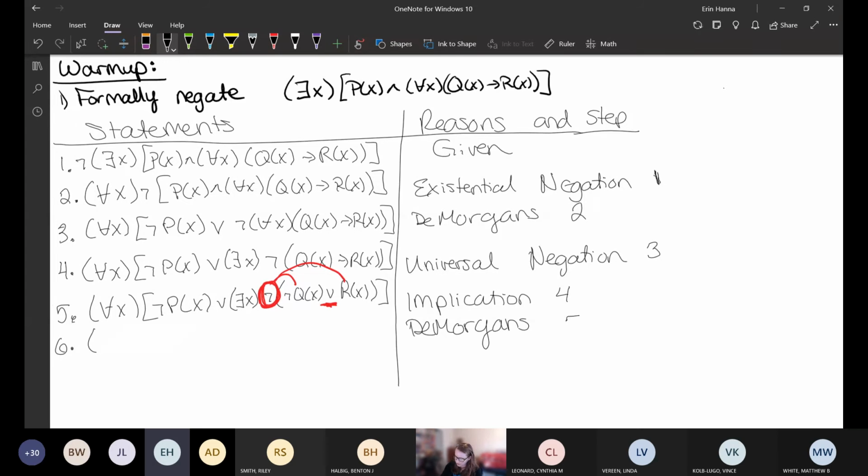That'll be De Morgan's on line 5. All the stuff in the front isn't changing right now. But back here, we'll get a not, and yes, you do need to write that, q of x and a not r of x. And now we need to change the sign because we're using De Morgan, so it will become an and.